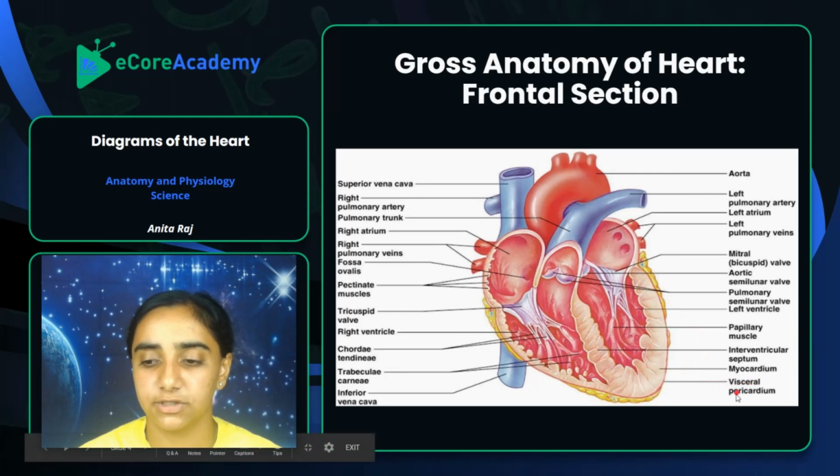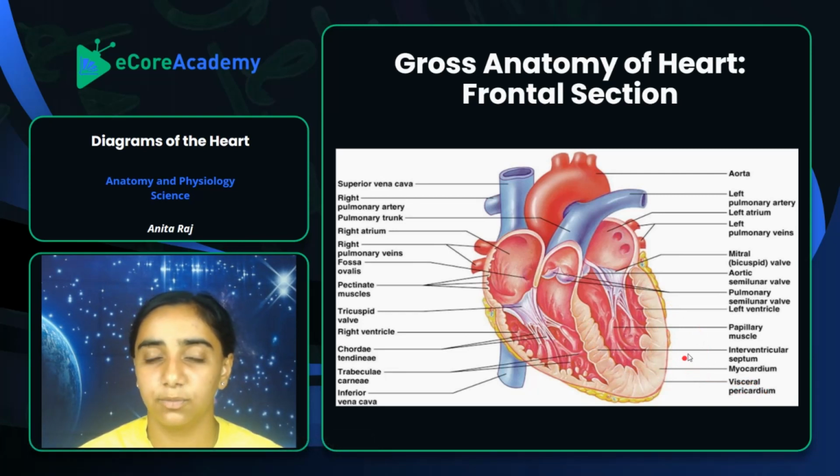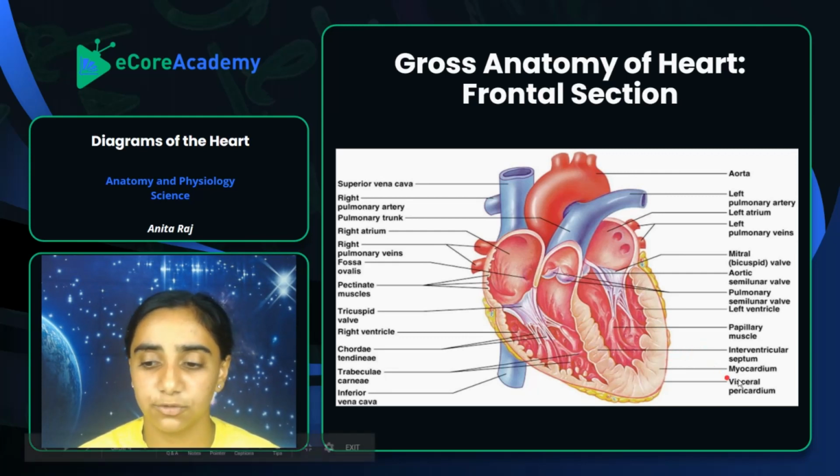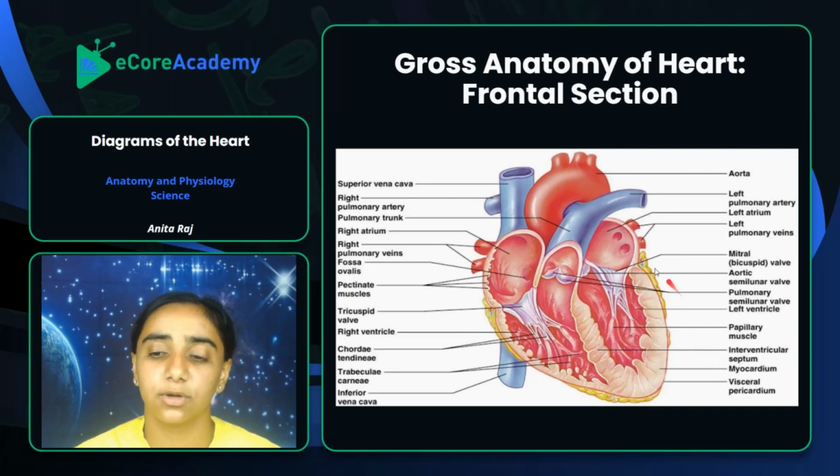And lastly, you have your visceral pericardium. Remember, the pericardium is your outermost layer. It's made of two parts: the fibrous pericardium, which is the outside, and your visceral pericardium, which is your inside. Your fibrous pericardium has dense connective tissue that really protects the heart, whereas your visceral pericardium has a mesothelial layer, which is one cell thick, and it also regulates pericardial fluid, which is like a lubricant for your heart. So it helps your heart keep moving properly.